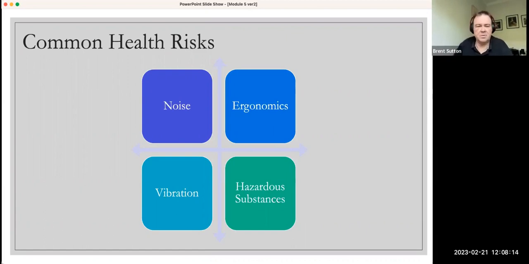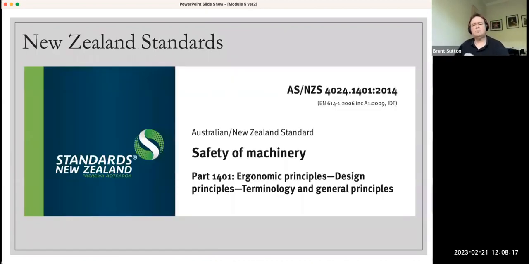But lighting's in that cluster as well. So there are standards that focus on some of these components, and there is a standard under the 4024 series called 1401, which looks at the ergonomic principles. So that looks around design of machinery from an ergonomics perspective. In other words, we should design, particularly say conveyors, where the height of that conveyor basically allows people, if their job is to do sorting on that conveyor, then the height of that conveyor should be ergonomically designed to support those people.